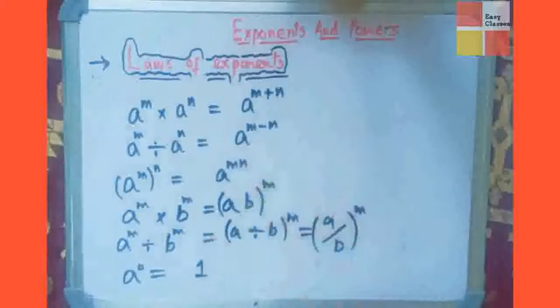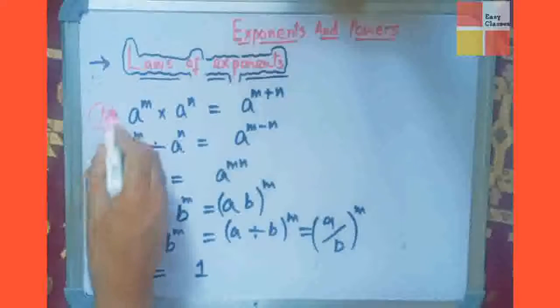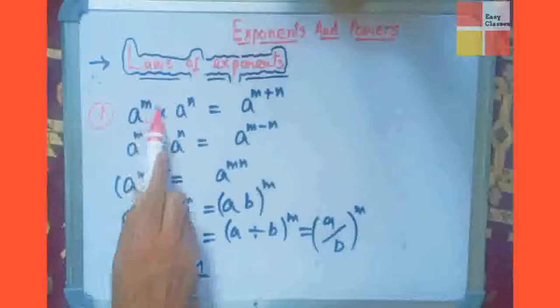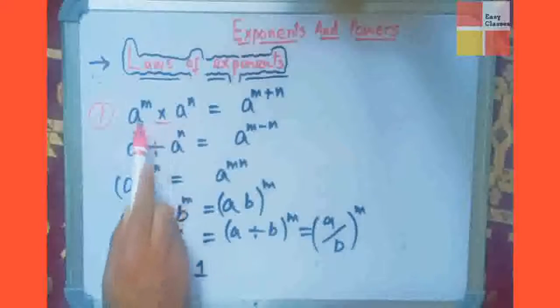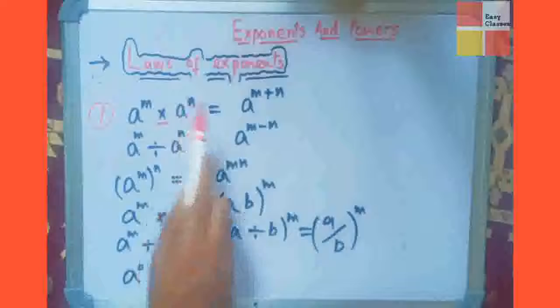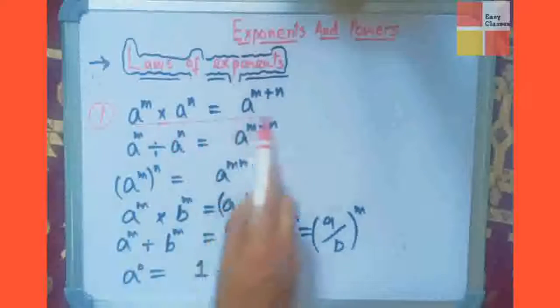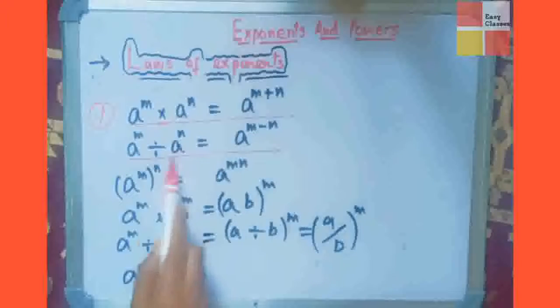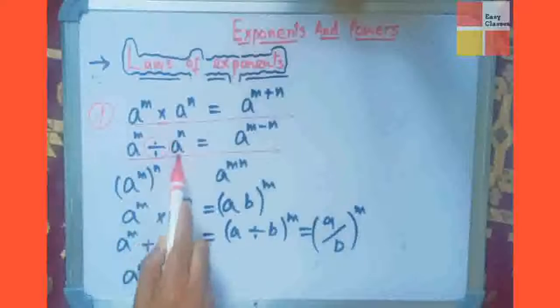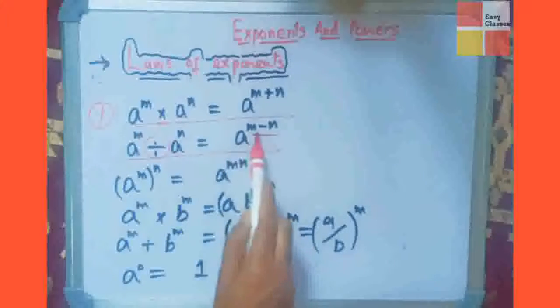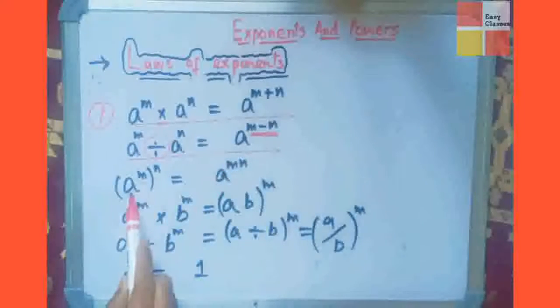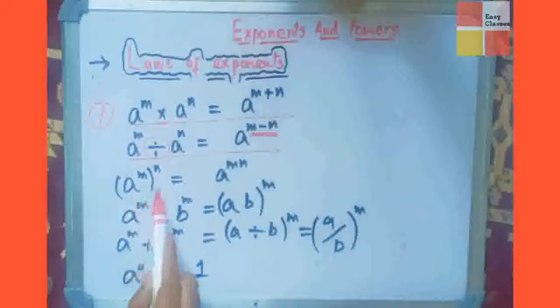Let's revise all the laws together. This is the first law. Bases are same, powers different, the operation of multiplication: a raised to power m times a raised to power n is equal to a raised to power m plus n. Second law is, in the operation of division, bases are same, powers different, then the powers are subtracted, right?